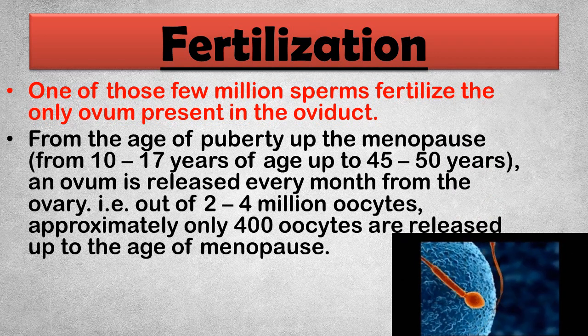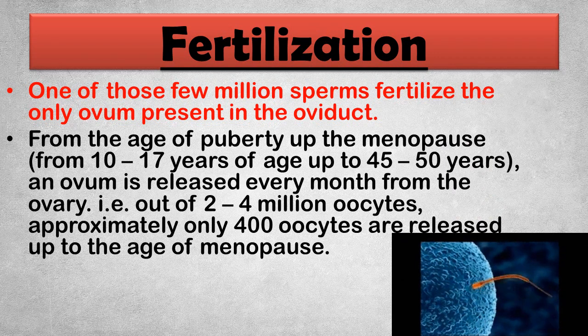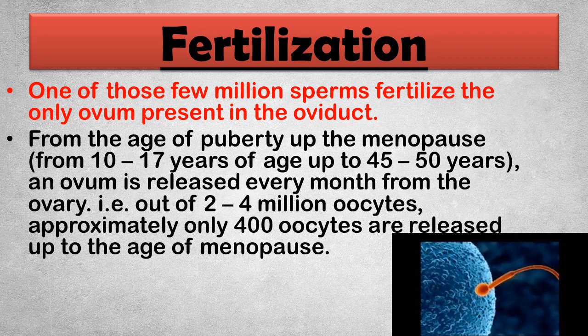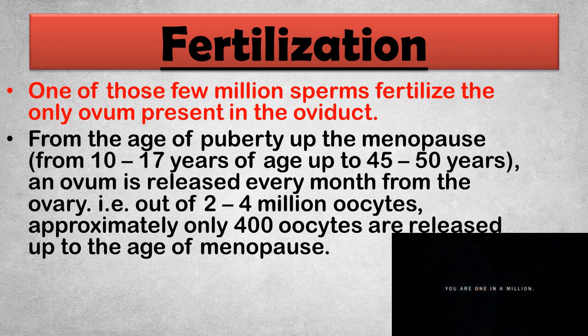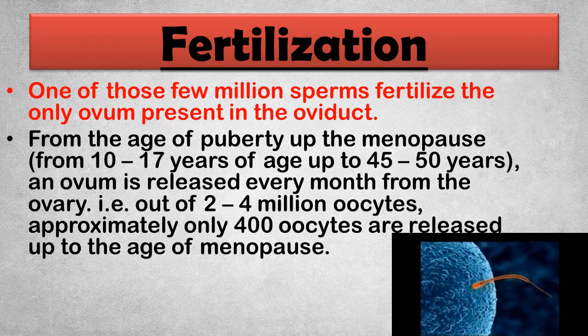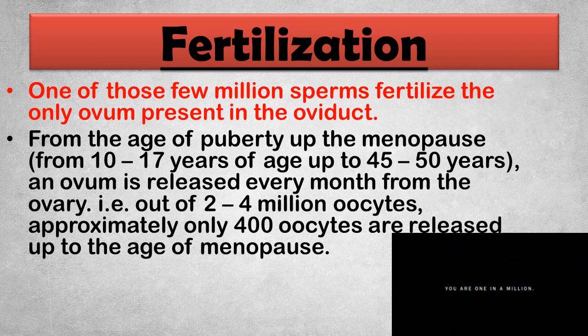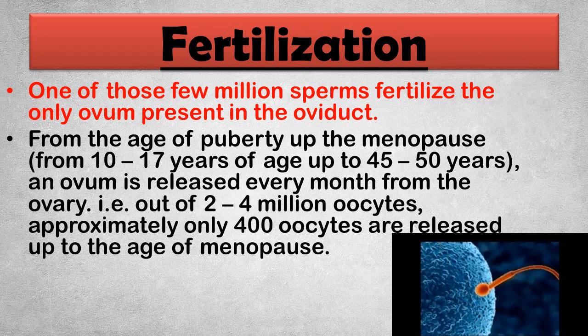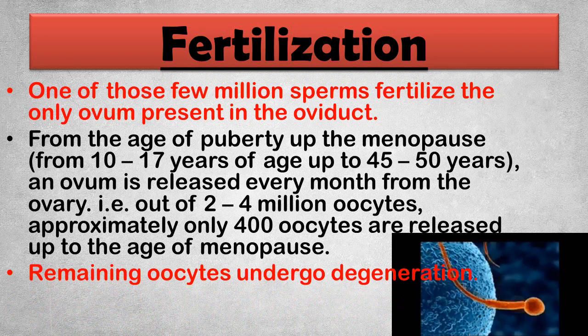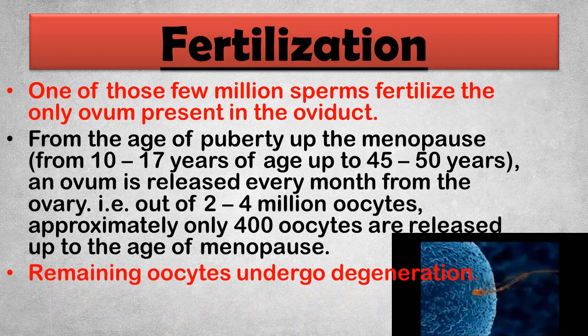So from the age of puberty up to menopause, from 10 to 17 years of age up to 45 to 50 years, an ovum is released every month from the ovary. That is, out of 2 to 4 million oocytes, approximately only 400 oocytes are released up to the age of menopause. Okay, and the remaining oocytes undergo degeneration.